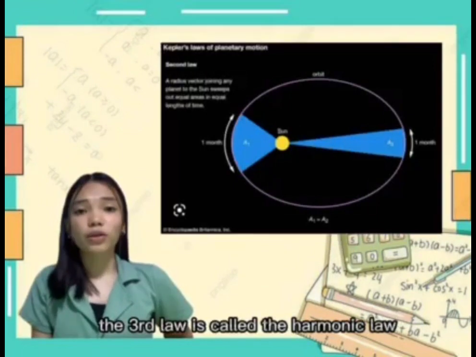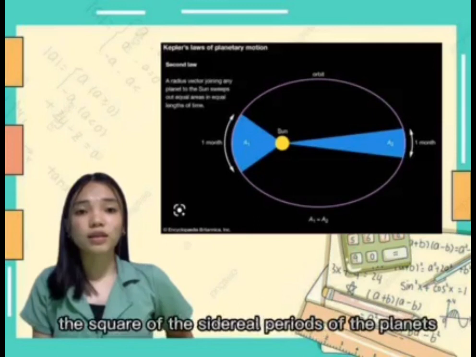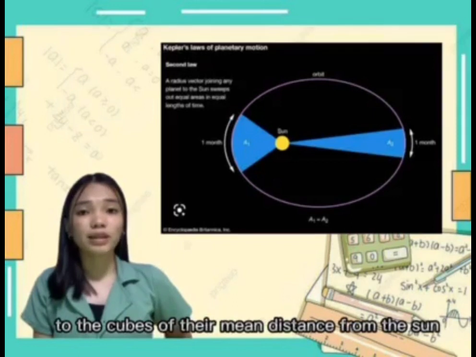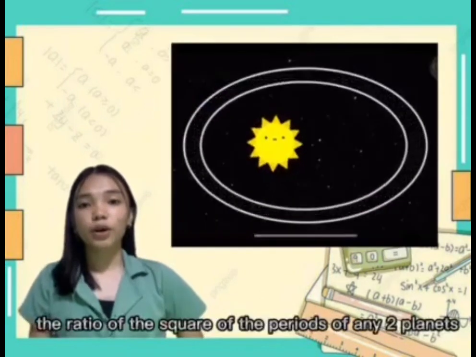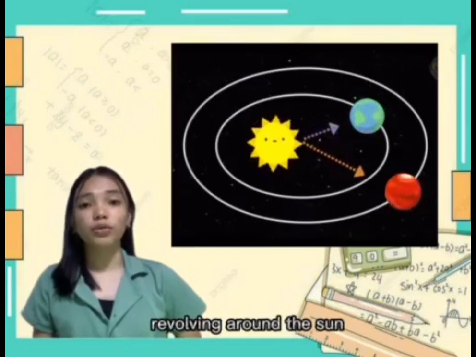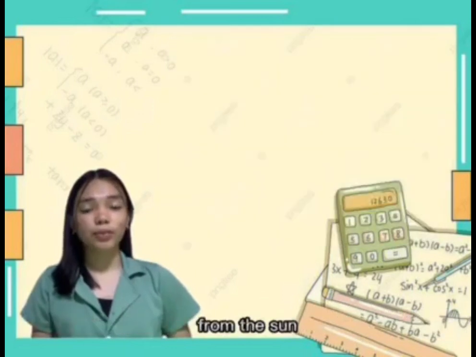The third law is called the harmonic law or the law of periods, which can be stated as the square of the sidereal periods of the planets are directly proportional to the cubes of their mean distance from the Sun. The ratio of the squares of the periods of any two planets revolving around the Sun is equal to the ratio of the cubes of their mean distance from the Sun.